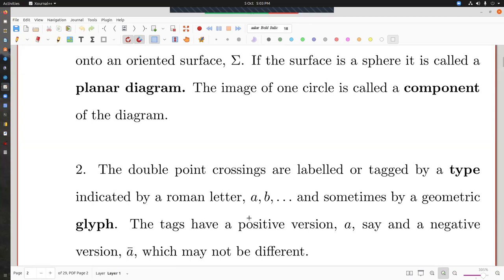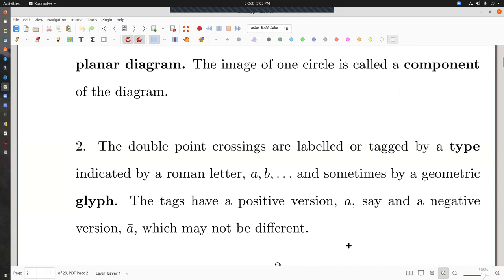So we've got Roman letters A, B, which tell you what type of double point it is, and sometimes a geometric glyph. These tags have a positive version, A, say, and a negative version, A bar. And A may be equal to A bar in certain circumstances. So let me see if I can do a drawing now. This is technology. Aha, so here's a crossing and we give it a tag A, say. A is going to stand for, it gives it meaning in life, right?